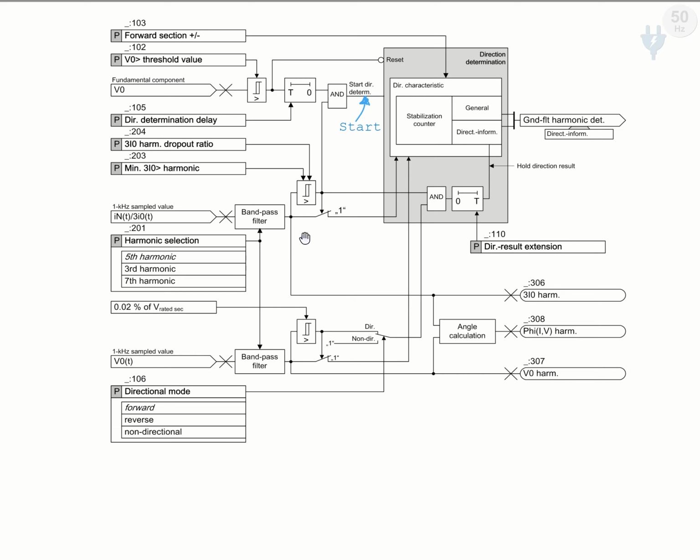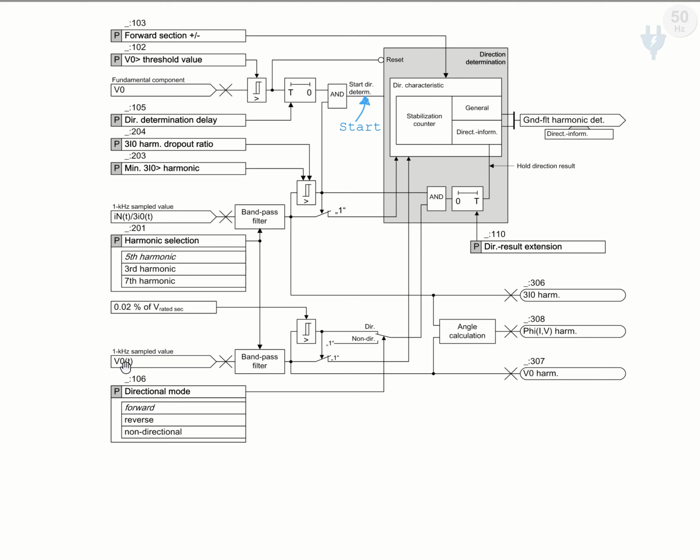Here at first, after this block starts the operation, we require three signals. One is the forward and reverse section, that's delta phi, which should be supplied for determining the direction characteristic, and another two signals from the harmonics of the zero sequence current and the harmonics of the zero sequence voltage.